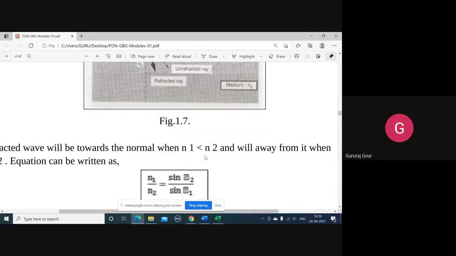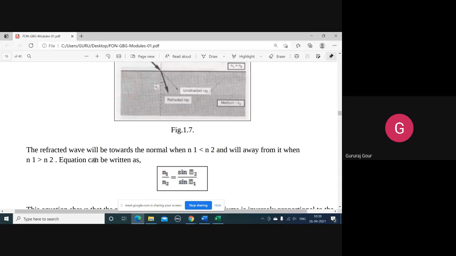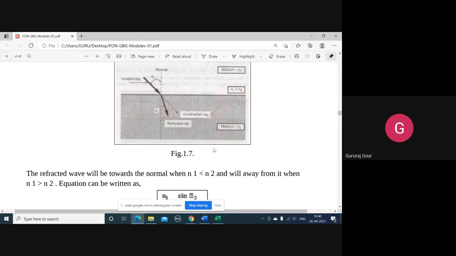So here he is trying to explain the refracted wave will be bending towards the normal when N1 is less than N2. Sorry, I have told wrongly, I apologize for that. So when N1 is less than N2, it bends towards the normal.